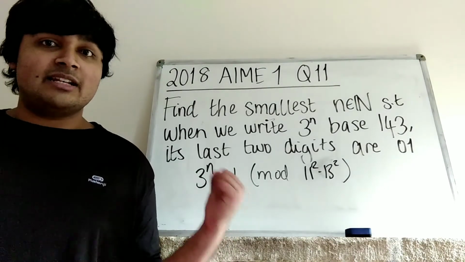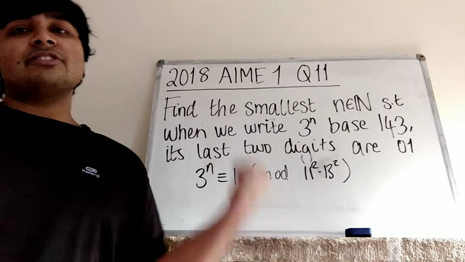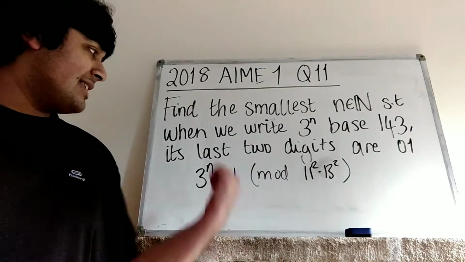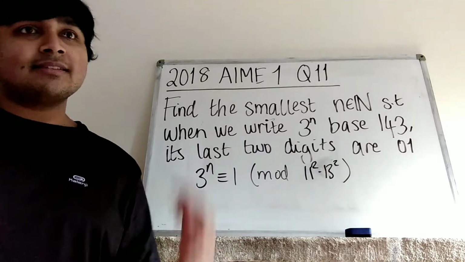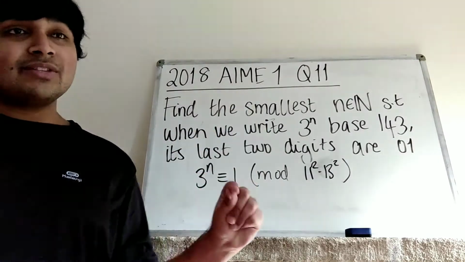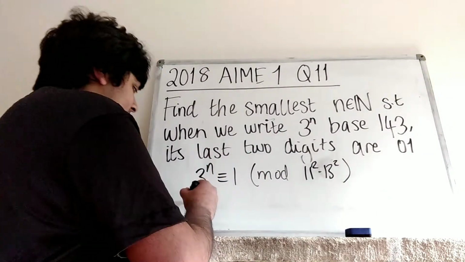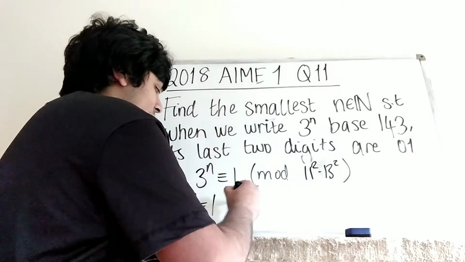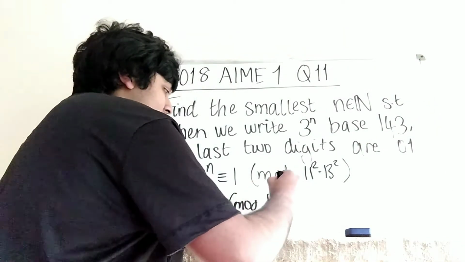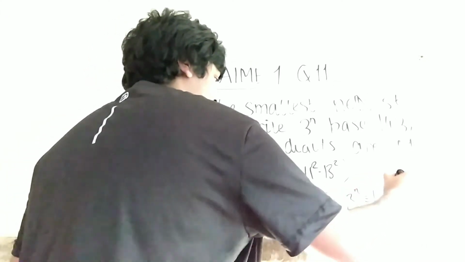Now, 11 and 13 are both prime numbers, and in particular they're co-prime to one another, so that means that 11 squared and 13 squared are co-prime. So 3 to the n being congruent to 1 mod 11 squared times 13 squared is the same as 3 to the n being congruent to 1 mod 11 squared, and 3 to the n being congruent to 1 mod 13 squared.